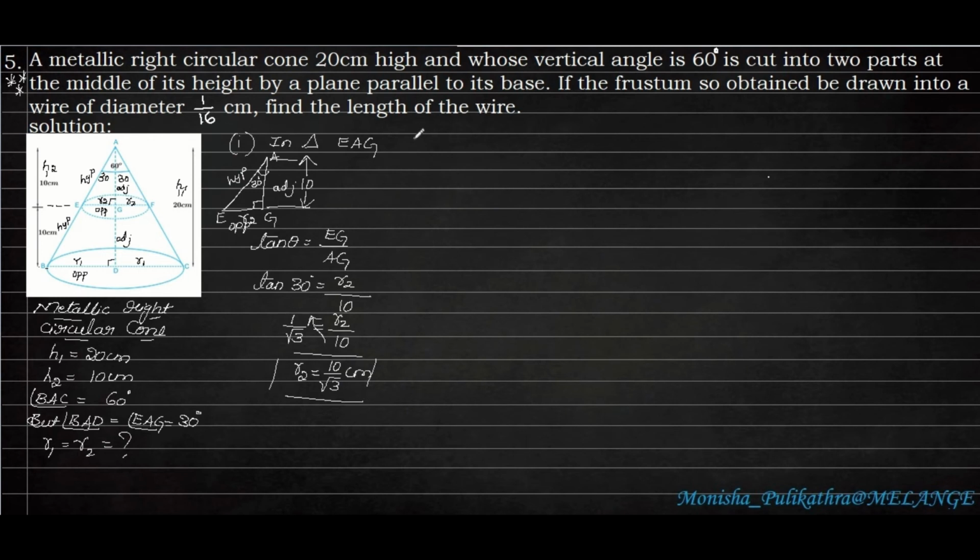Okay, so next we have to calculate the R1 value. For the R1 value, we have to take this bigger triangle, that is triangle BAD. So in triangle BAD, I'll be writing the BAD triangle also.